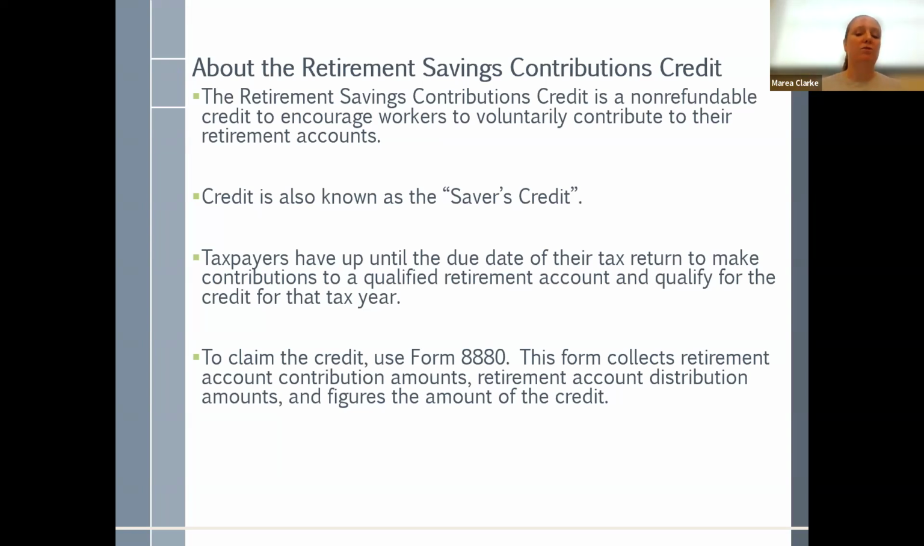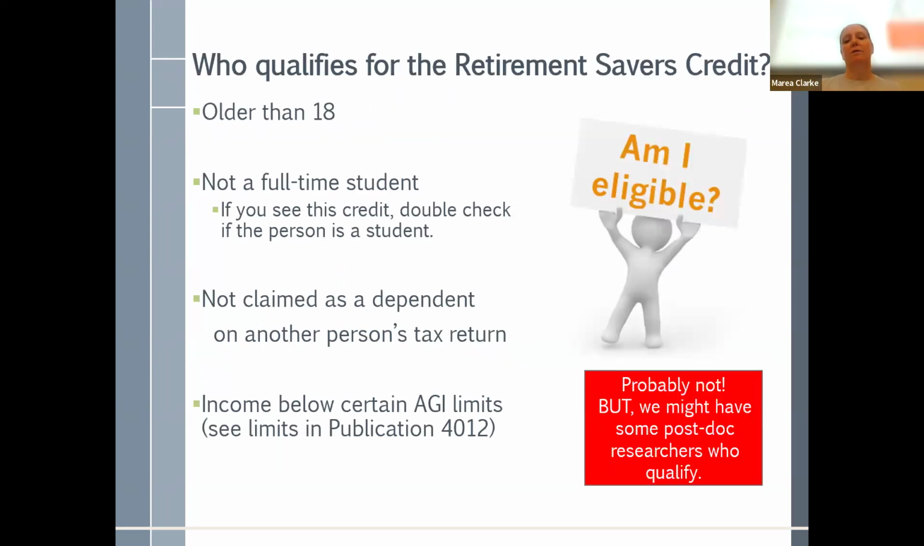To claim the credits, you're going to use Form 8880. There's a spot in TaxSlayer where you can enter your retirement contributions. If you do it through work, it'll be on your W-2. One of the codes in the box is going to do that.